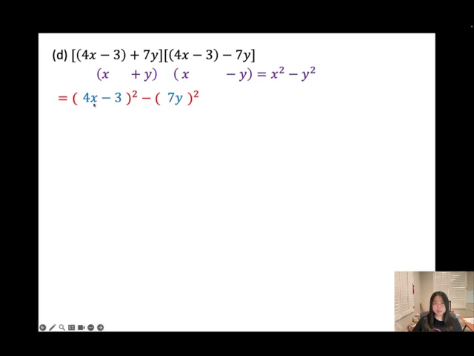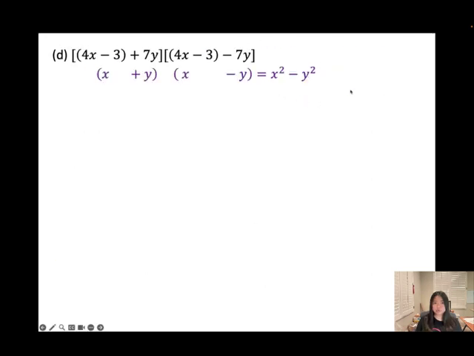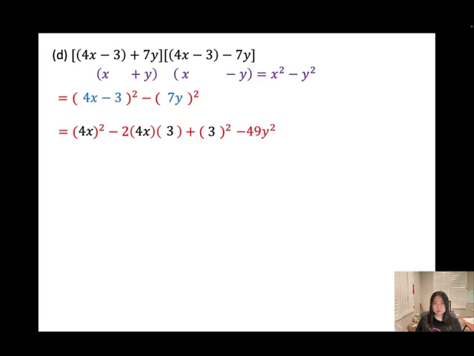And then this one, you could use the previous formula. All right, you could use this formula one more time. Okay, this 7y squared will become 49y squared here. So apply the formula one more time: x squared minus 2xy plus y squared. Do they have any like terms? No, right? So that would be your final answer here.